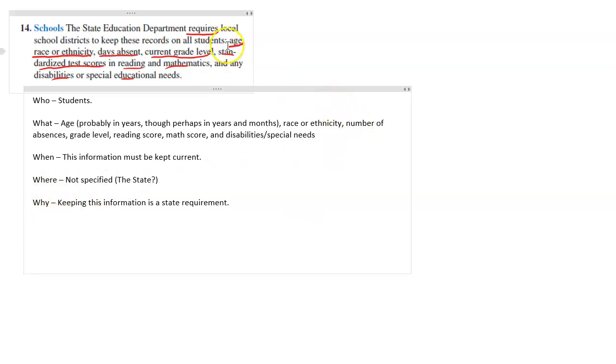Also, it's useful too. You want to know how your kids are doing on test scores. You want to know their educational needs. You want to know their absent days. They use this data too. It's not just a requirement. They actually use it.